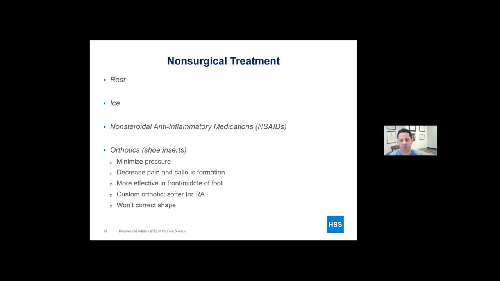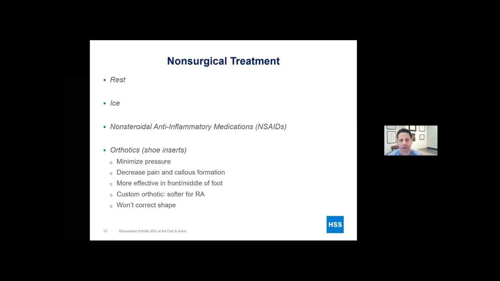Non-steroidal anti-inflammatory medication. Drugs such as ibuprofen reduce pain and inflammation. In patients with RA, the use of these types of medications should be reviewed with your rheumatologist or medical doctor, just to make sure that there are no contraindications and to check your other medications, to make sure there's no way that they would interact with them.